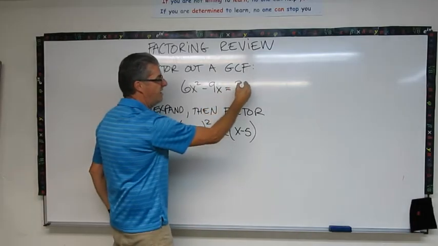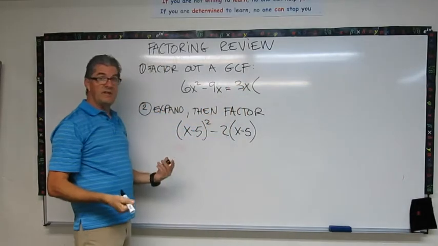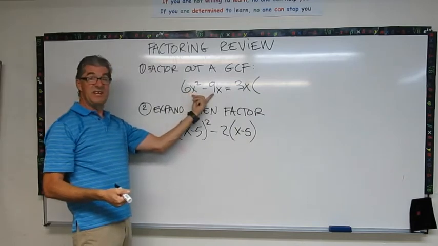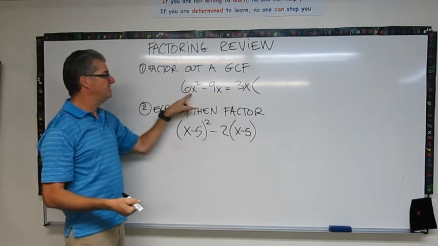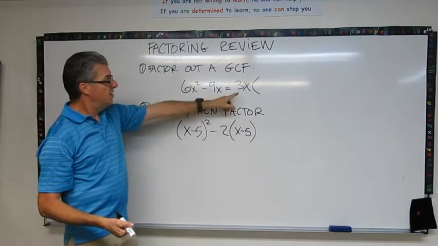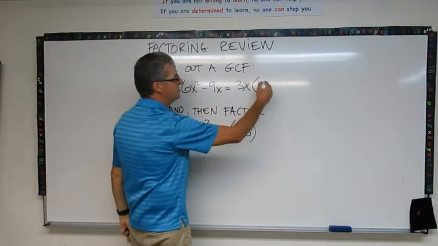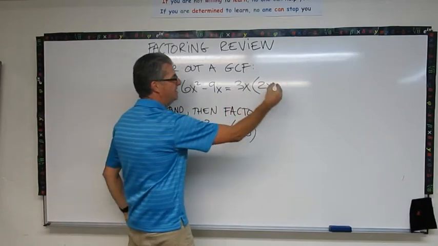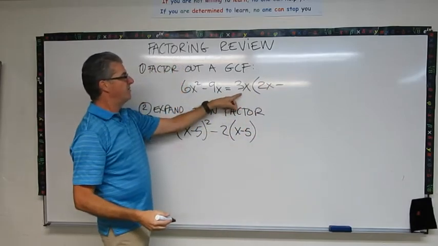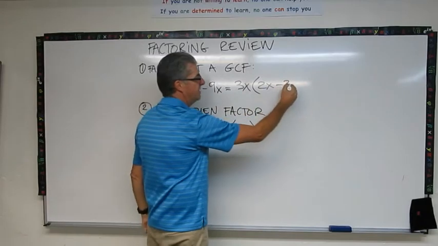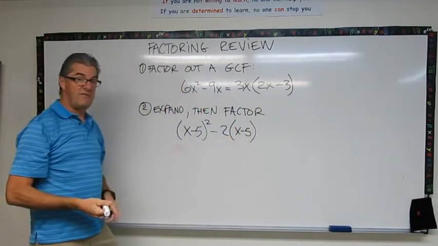So I factor it out, and I put my parens because I have to put what's still in there after I factor out the 3x. So another way to look at that is, what times 3x gets us to 6x squared? That would be 2x minus, and how do I get from 3x to 9x? That would just be 3. So that's a GCF factor.